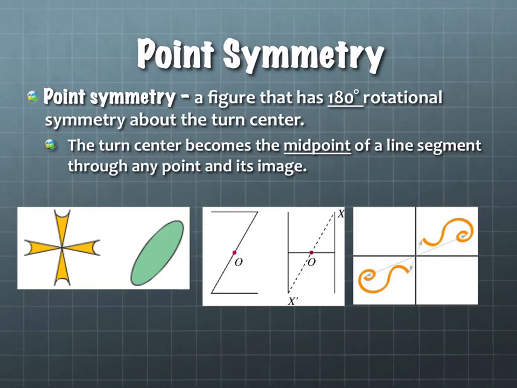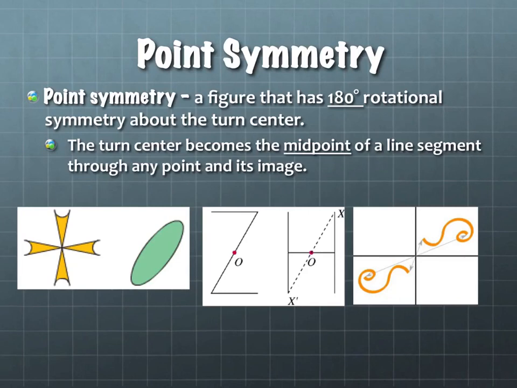Okay, there's one more type of symmetry, and that type of symmetry is called point symmetry. So we've got line symmetry, turn symmetry, and now this is point symmetry. Point symmetry is specifically a figure that has 180-degree rotational symmetry about the turn center. So point symmetry is really just a specialized case of turn symmetry, right? It's turn symmetry that's 180 degrees. The turn center becomes the midpoint of a line segment through any point and its image.